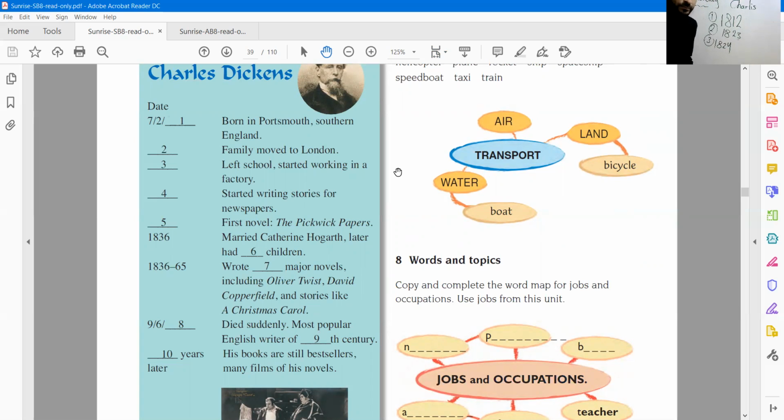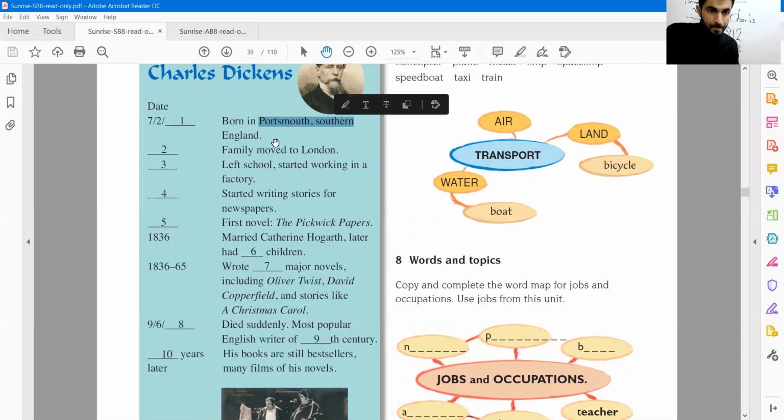Lesson 4, Activity 4. Charles Dickens. Charles Dickens was born on the 7th of February 1812 in Portsmouth, on the south coast of England. In 1823, the Dickens family moved to London, but his father lost his job, and the family had no money. Charles left school in 1824, and when he was only 12 years old, he started working in a factory. But things became easier. In 1833, Dickens started writing stories for newspapers.